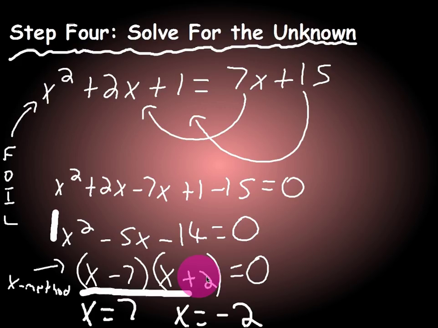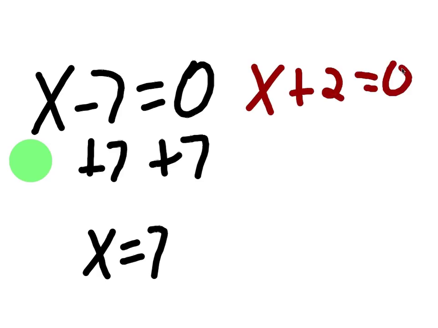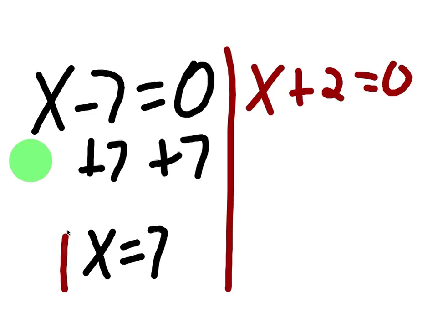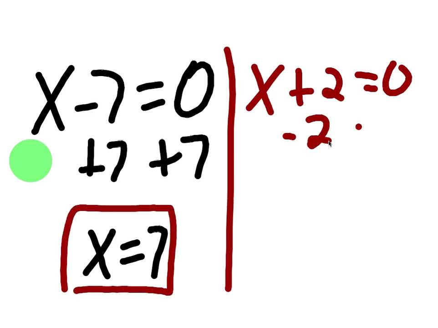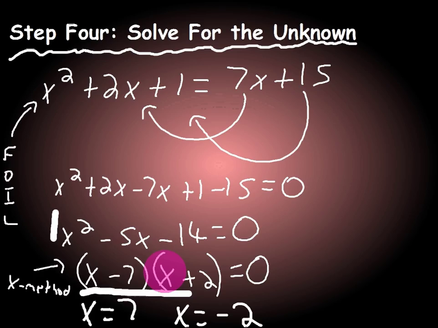The next thing you want to do, again, I'll go back to this slide, is set each factor equal to 0. So we're going to have x minus 7 equals 0, x plus 2 equals 0. On the left, you get x equals 7. What will you get on the right? There you go. So that's how I got that. I was just showing some more work there. Now, you would think you're done, right? You got x equals something. You're solving an equation. With square root equations, you have to plug them back in.